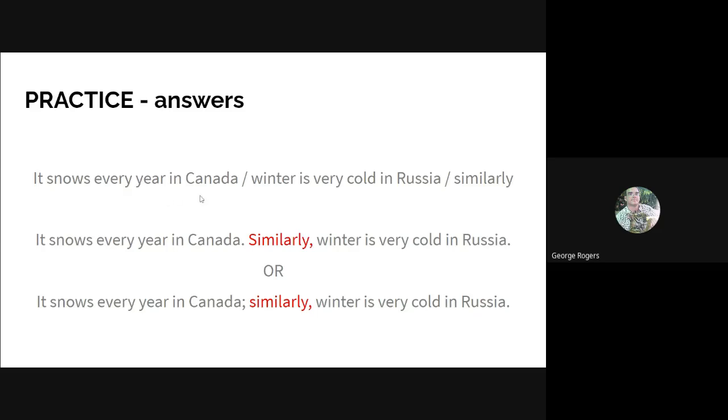It snows every year in Canada. Winter in Russia is very cold. Two standalone sentences. We're talking about how they're comparing. So it snows every year in Canada. Similarly, winter is very cold in Russia. So comma, or we can put the semicolon with that. Next.